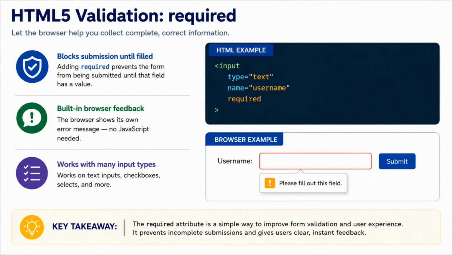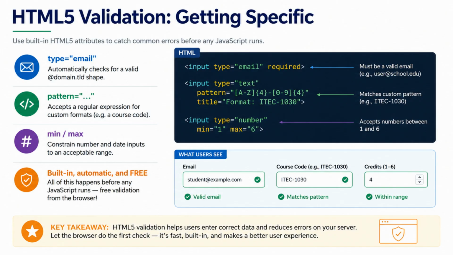The required attribute, the simplest form of HTML5 validation. Adding required blocks form submission until that field has a value, and the browser shows its own built-in error message with 0 JavaScript needed. It works across many input types, text inputs, checkboxes, selects, and more, not just plain text fields.